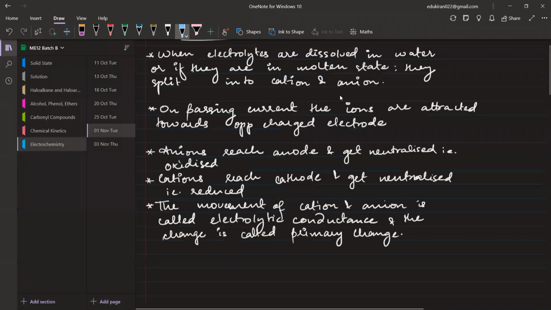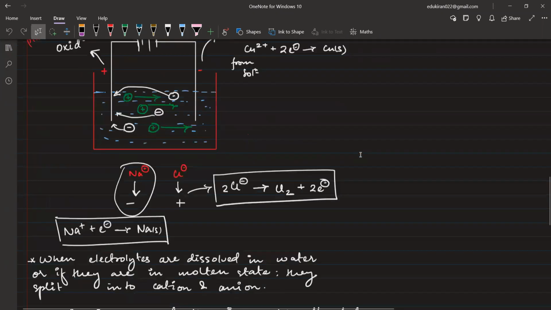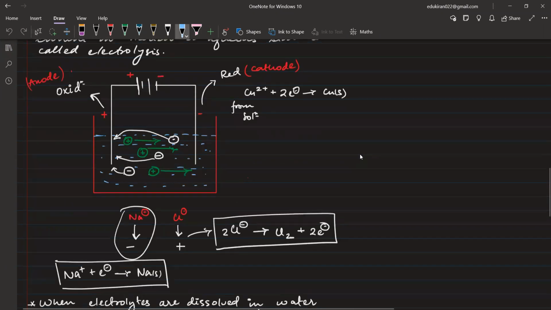So what happens in an electrolytic cell? I hope you guys have revised a bit. In an electrolytic cell, the cations move towards the negative side, and these cations get reduced. The anions move towards the positive side, and they get oxidized, right? So two things happen. The positively charged cation moves towards the negative side, and the negatively charged anion moves towards the positive side of the battery. The positive and negative polarity is coming from the battery.